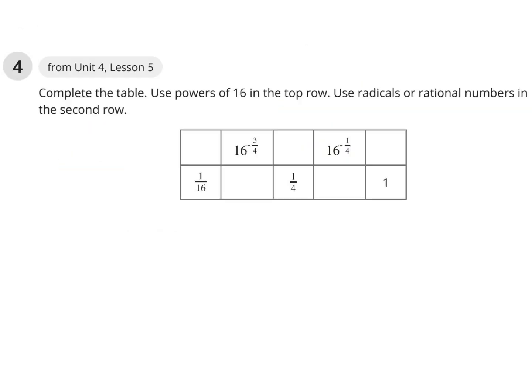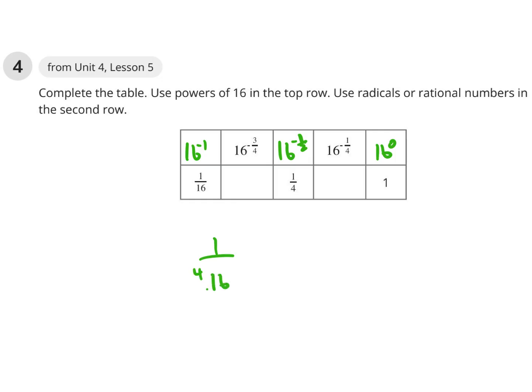Okay, use powers of 16 in the top row. Use radicals or rationals in the second row. So we are going to write 16 to the negative 1, negative 3/4, 16 to the negative 1/2, and then 16 to the 0. So these are growing by fourths.